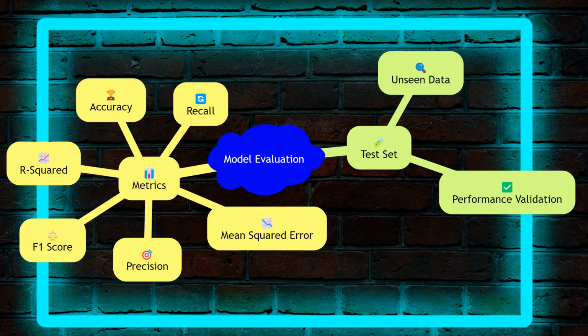After training, it's crucial to evaluate the model's performance using various metrics. Common metrics include accuracy, precision, recall, and F1 score for classification tasks, and mean squared error or R-squared for regression tasks. Evaluating the model on a separate test set helps ensure that it performs well on unseen data.